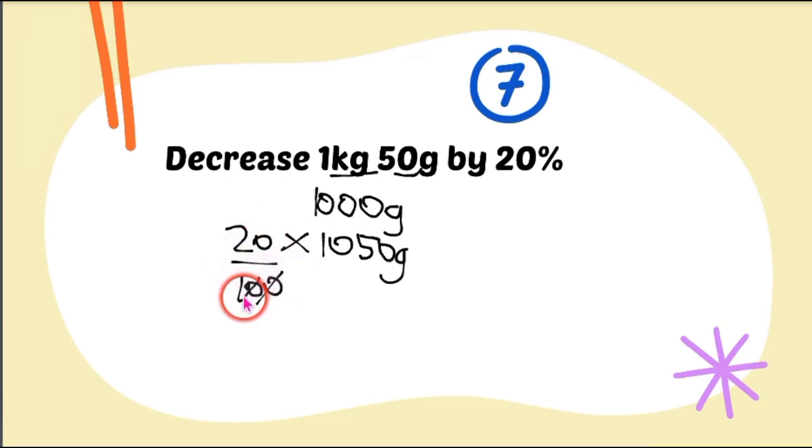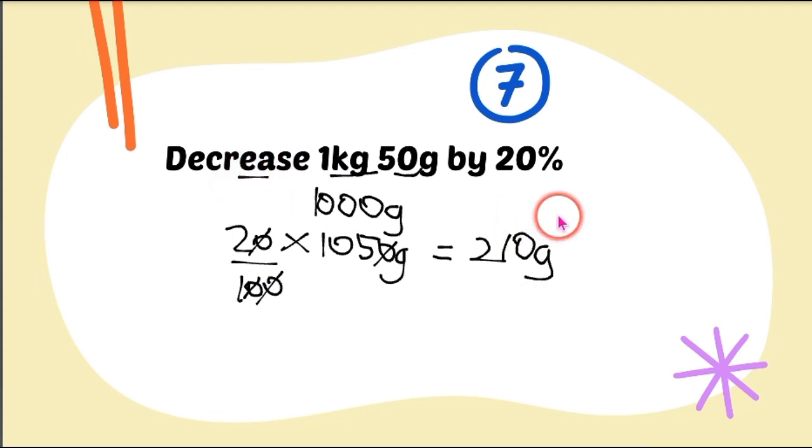So this takes out this 0 and 0. You can't cancel the 0 in the middle of the space. So that will give me 2 times 105, which should be 210 grams. That's not your final answer. Remember, you are asked to decrease.